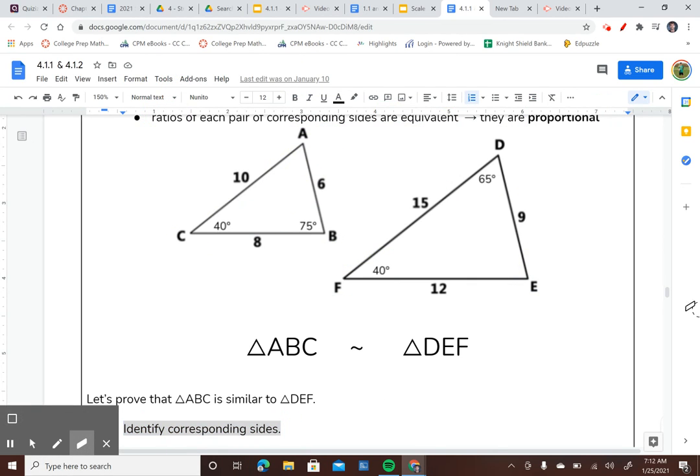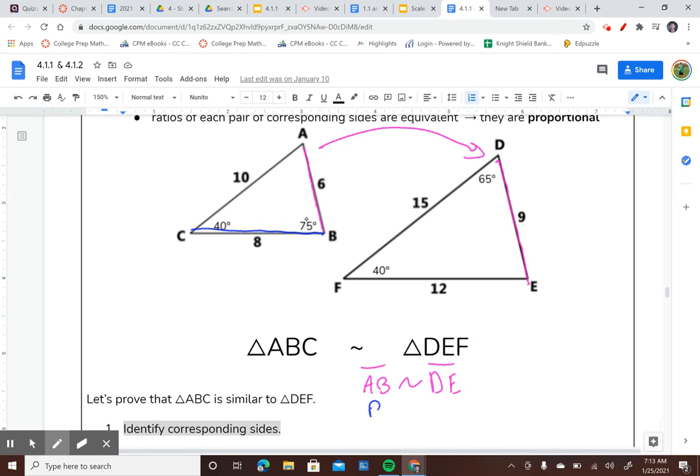So let me go ahead and get rid of all this. Corresponding sides are sides that are in the same position. We have AB, and if we look at the other shape here, that's going to correspond with D to E. So AB is similar to DE. And now we'll do a different color here. We'll do blue because I like blue. B to C corresponds with E to F. And then finally, C to A corresponds with F to D. So those are our corresponding sides.